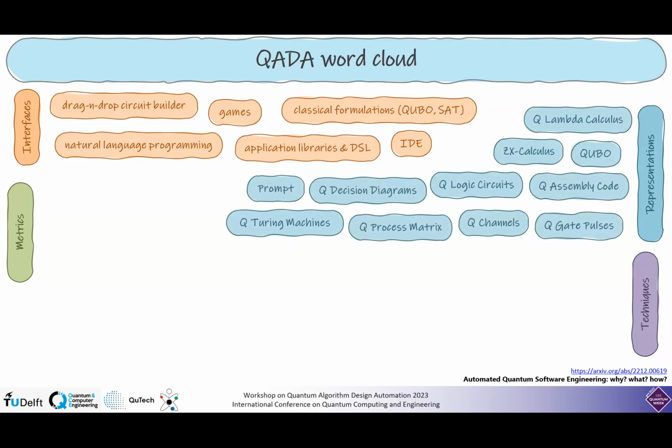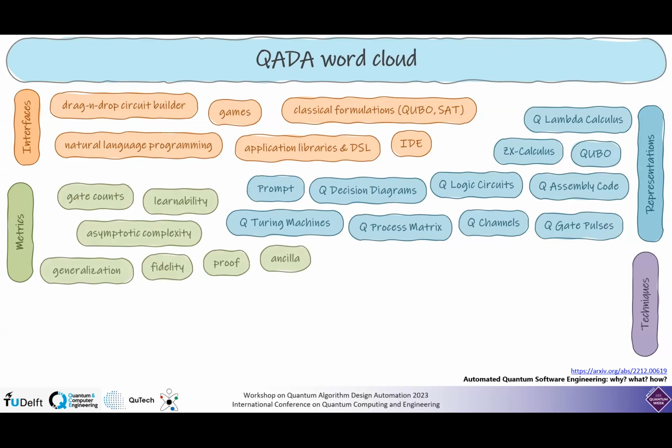The different representations again can be super theoretical, like quantum lambda calculus, which might be good for proving programs, or ZX calculus, which can be used for optimizing circuits. The more familiar ones are assembly code and logic circuits, and the low-level things like gate pulses. And again, for proving asymptotic complexity, you might look at different metrics. Obviously, things like fidelity and gate counts are there, but it can also be things like learnability or how much it can generalize, or more importantly, whether it can be proved that whatever the automation engine is putting out will work.